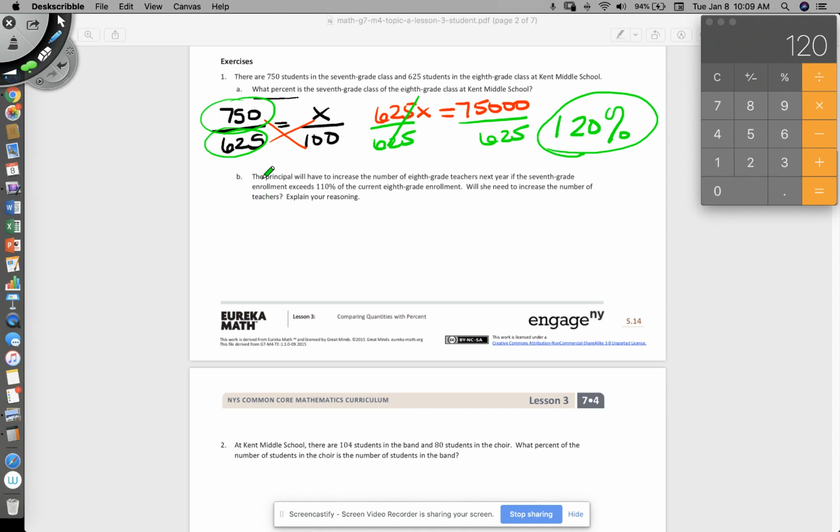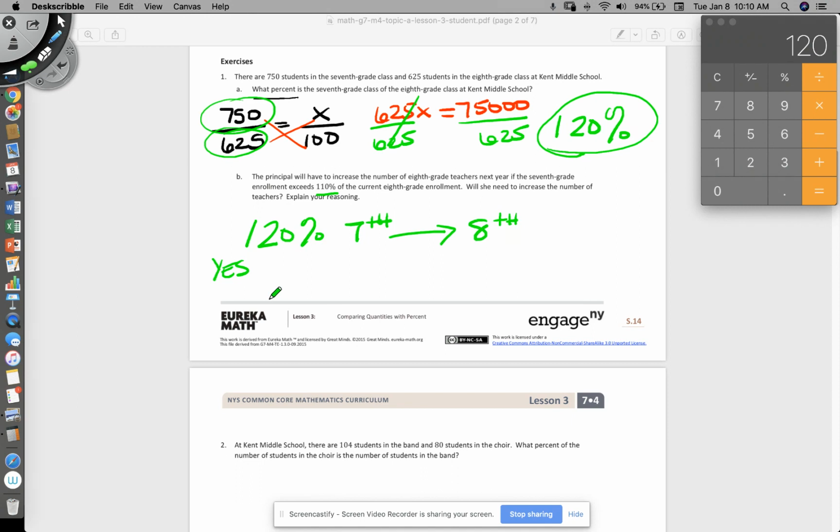All right, now the question here says the principal will have to increase the number of 8th grade teachers next year if the 7th grade class enrollment exceeds 110% of the current 8th grade enrollment. Will she need to increase the number of teachers? All right, so since there is 120% of 7th graders, as they move on next year, they're going to become 8th graders. So basically, this 120 is now going to be 8th grade students. So did it exceed the 110%? Yes. So we're going to say yes.